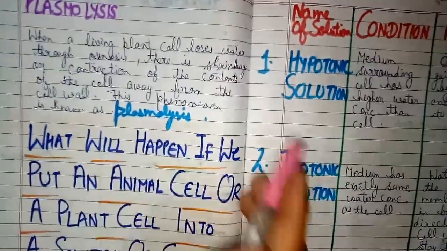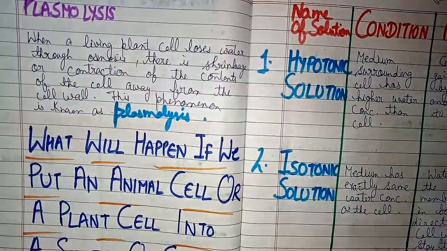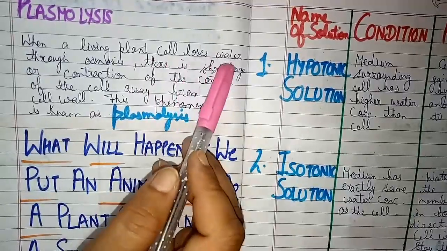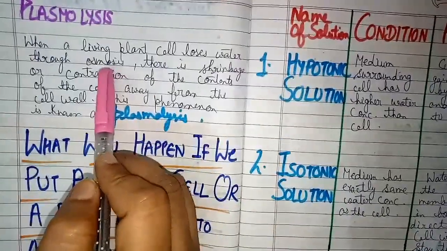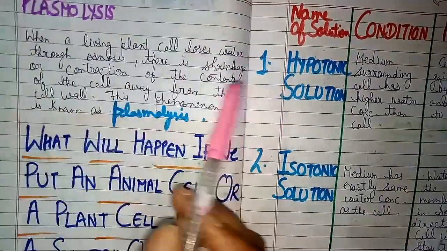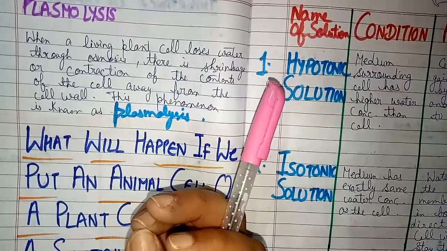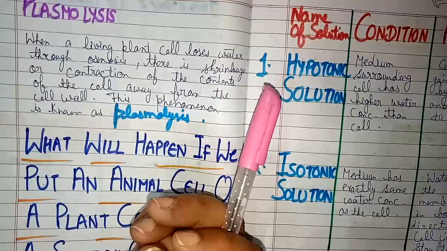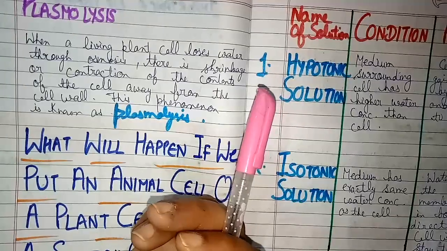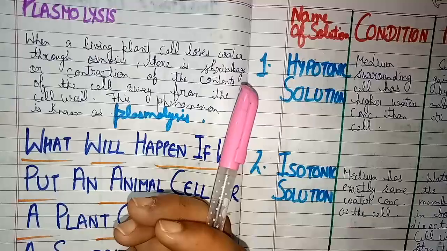Next, there is a small topic, plasmolysis. Plasmolysis is a process when a living plant cell loses water through osmosis. It means if a plant cell loses its water through the process of osmosis, there is shrinkage or contraction of the contents of the cell away from the cell wall. This phenomenon is known as plasmolysis.